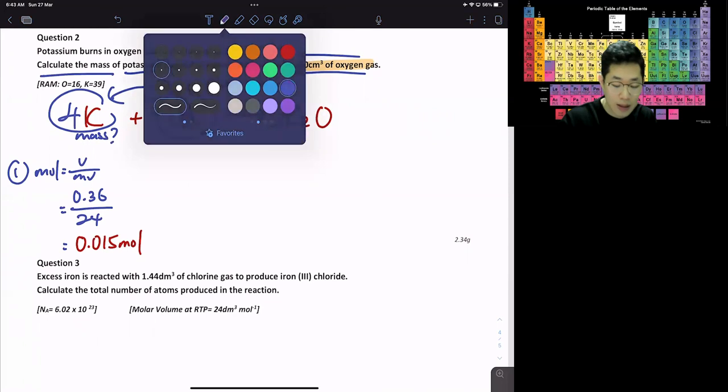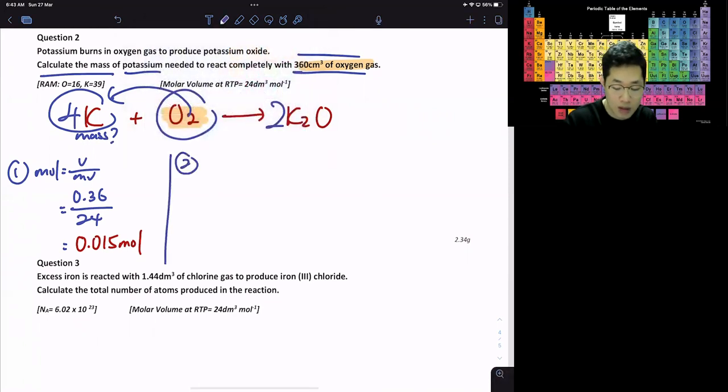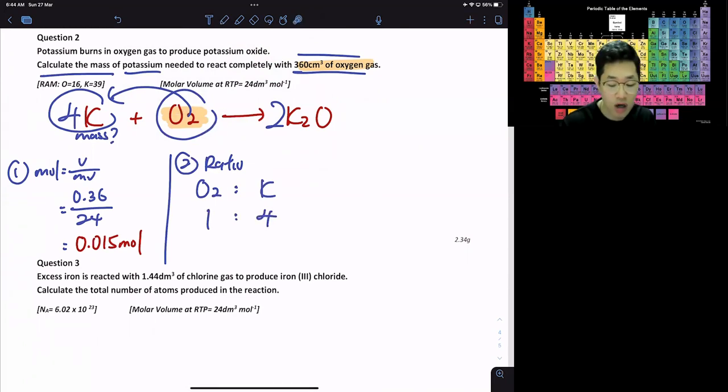Second step, the ratio. From O2, compare it to K. The ratio is 1 to 4, according to the number 102, 4K. Bring the number to O2. And then compare it 1 to 4.